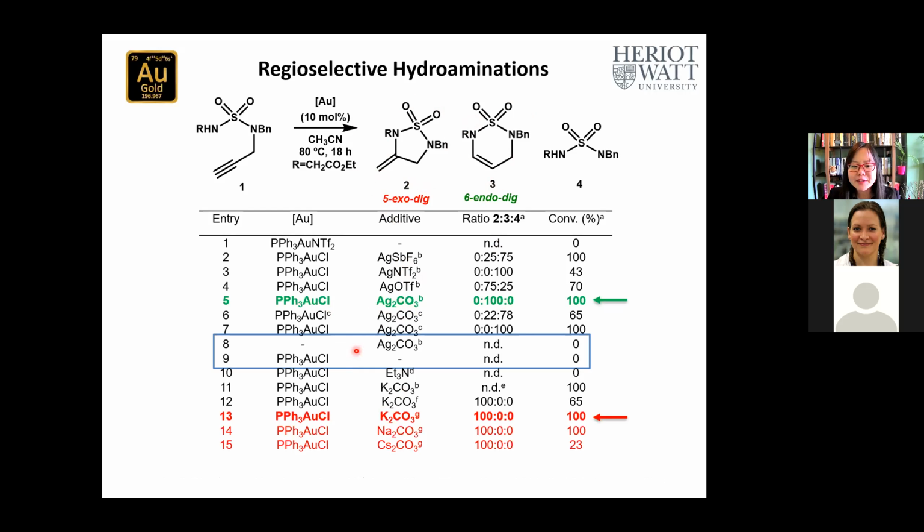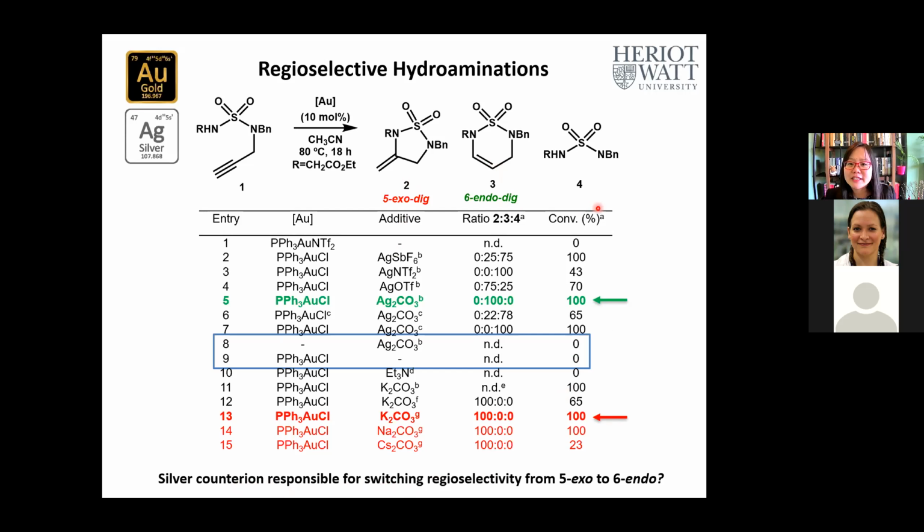And you have to use them in situ. Using just gold or just silver gives you no reaction at all. So I told him to stop what he was doing because I thought this was quite interesting. It seems like the silver counter ion might be responsible for switching the regioselectivity between 5-exo to 6-endo-dig.